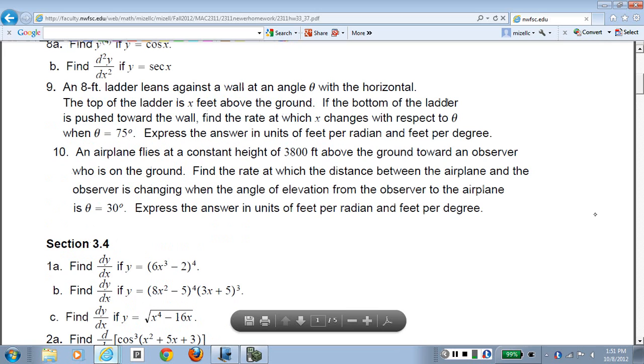And of course, scratch number 10, we just didn't have time to address that one. We'll see a similar problem when we do related rates. Unfortunately, not today, but soon.